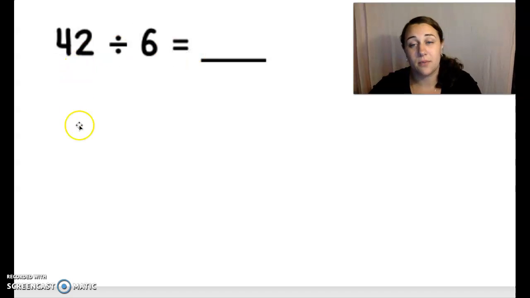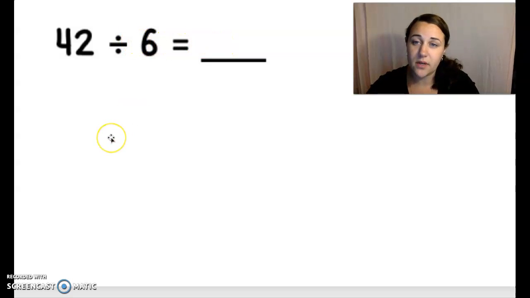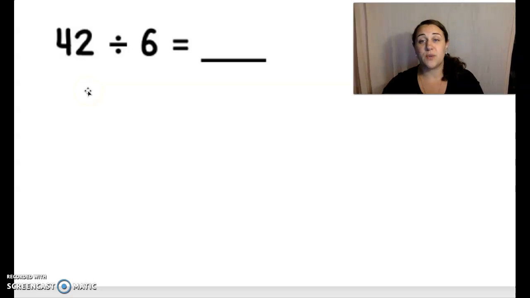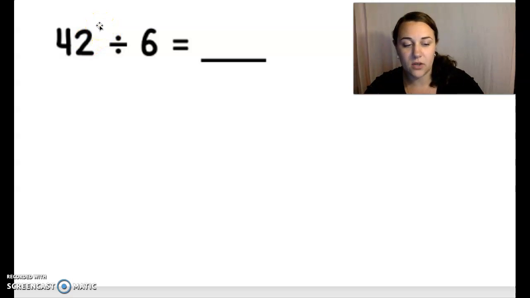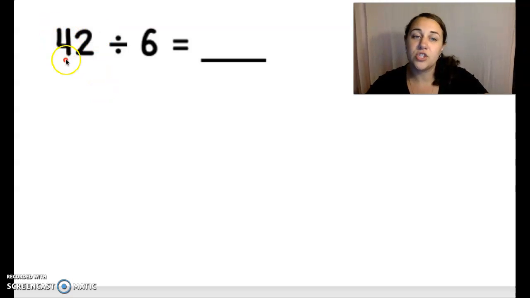All right, so now we have a big number. We have 42 divided by 6. This one's going to take us a little bit, but that's okay. We're going to do it. So now for my friends that have their multiplication facts memorized, you can think, well, 6 times what equals 42? Okay, because it's opposite. But for my friends that we're going to make equal groups, let's start with that. So I have 42, that's my dividend, that's the number that needs to be divided. It's almost like I have 42 stickers and I have to divide them equally among 6 friends. Okay, so I have to make my 6 groups.